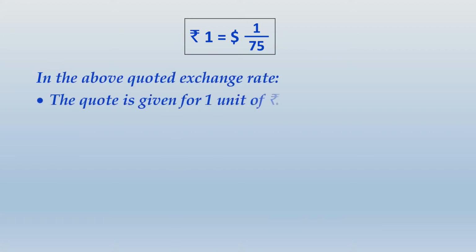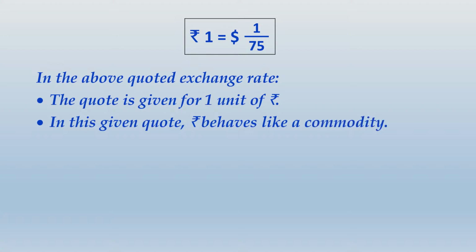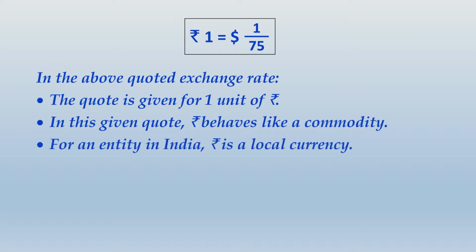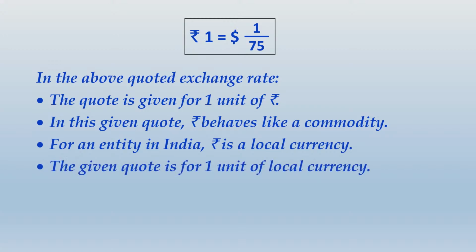So let us write some notes about this. In the above quoted exchange rate, the quote is given for 1 unit of rupee. In this quote, rupee behaves like a commodity. For an entity in India, rupee is a local currency. The given quote is for 1 unit of local currency. This is an indirect quote. So quickly take the screenshot of the same and then I take you ahead.